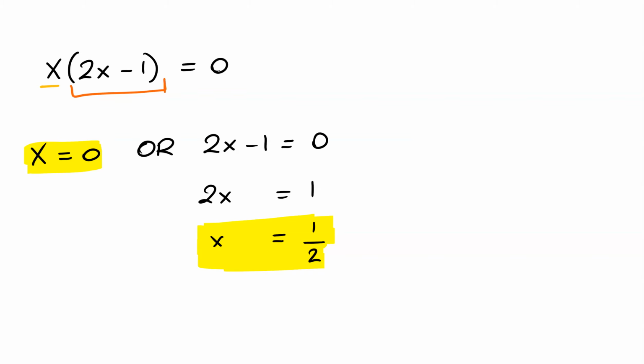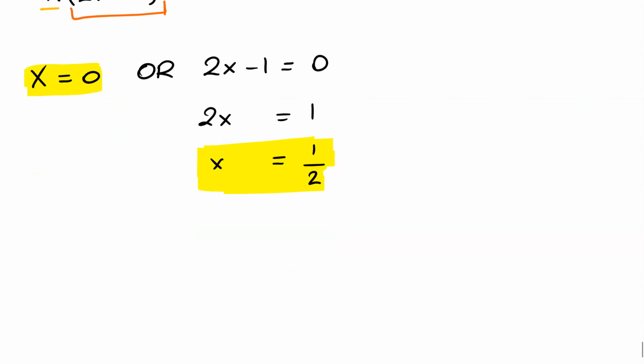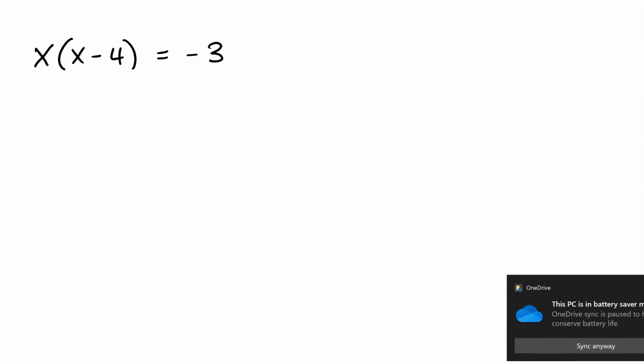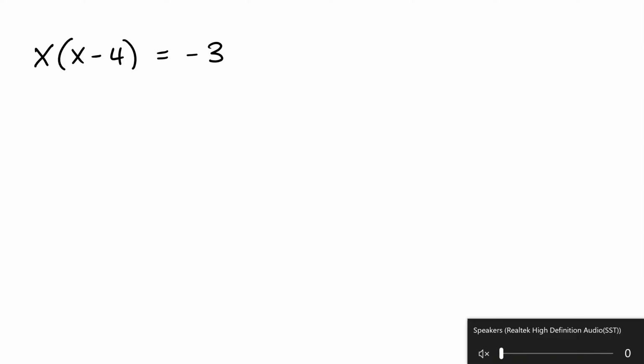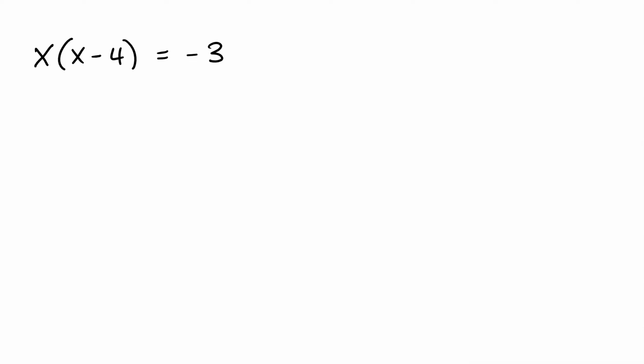Alright. Now, this is just some basic examples. You might get something along the lines of this as well. Maybe x bracket x minus 4 is equal to negative 3. Now, because it's not equal to 0, we can't really solve this. So what I'll do is I actually have to expand and rearrange and make this function equal to 0. Because you can only solve quadratic expressions when they're equal to 0.